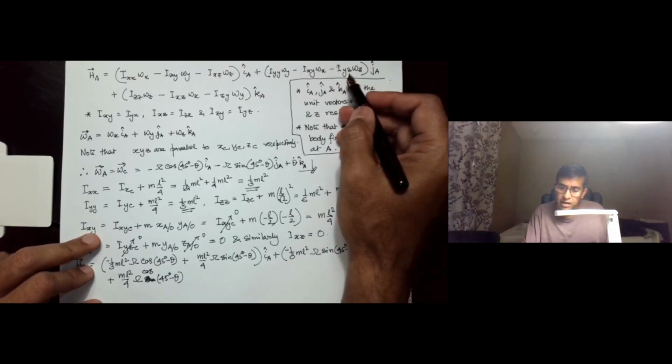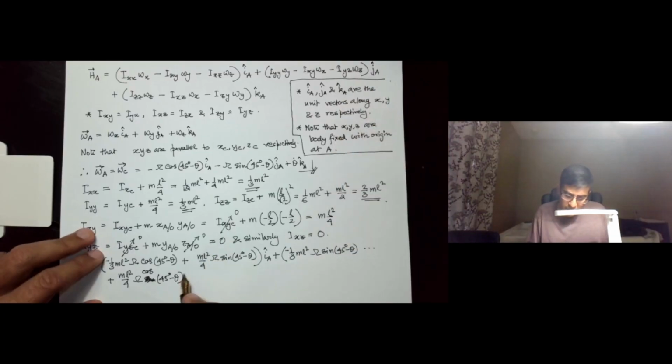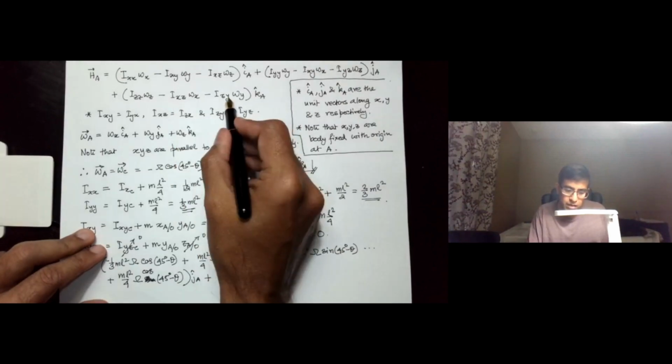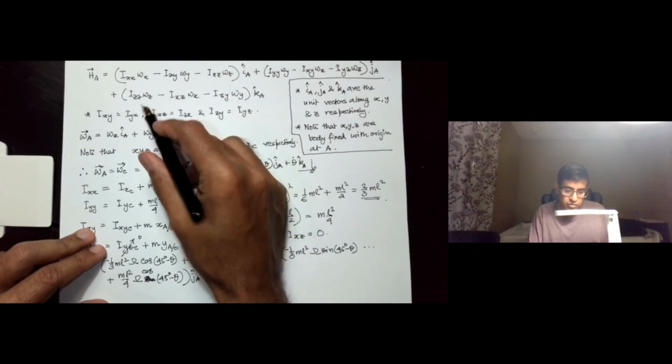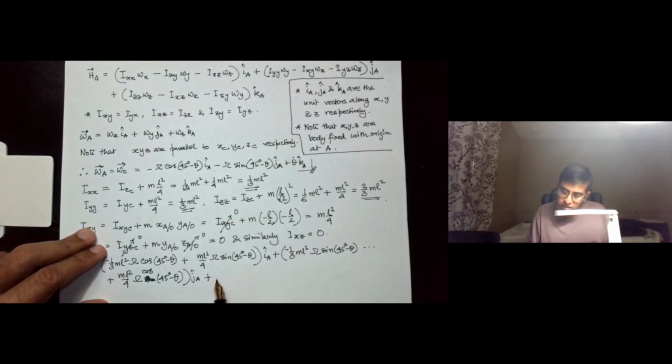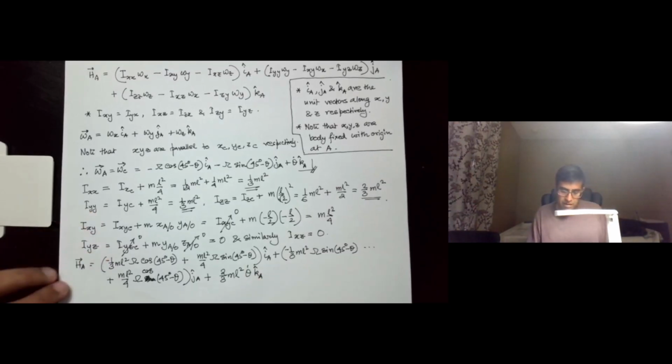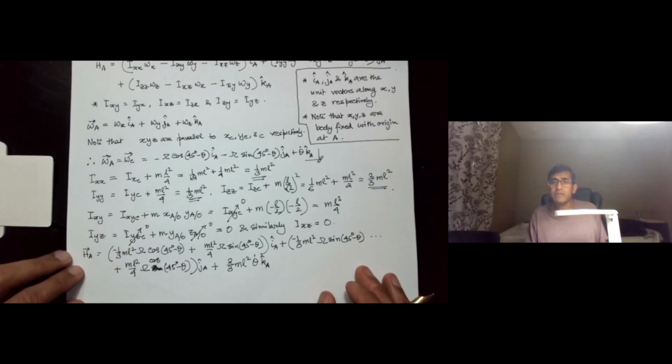and then Izy is equal to 0, so that part is not there, and then the last part is Izz omega z, and these two products of inertia are 0, so we just have to take this term. So the z moment of inertia is 2/3 ml squared, and that will be multiplied by the angular velocity in the KA direction, so theta dot KA, and that is the expression for the angular momentum.